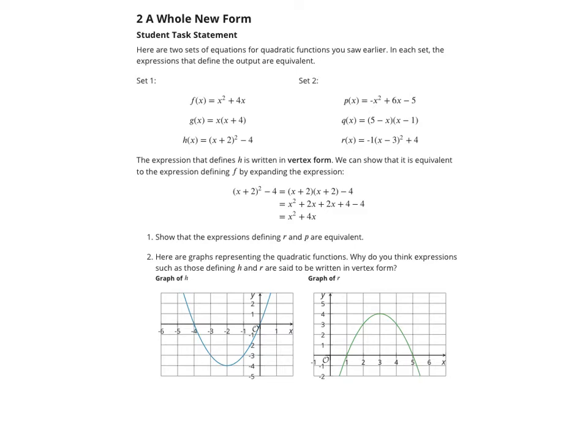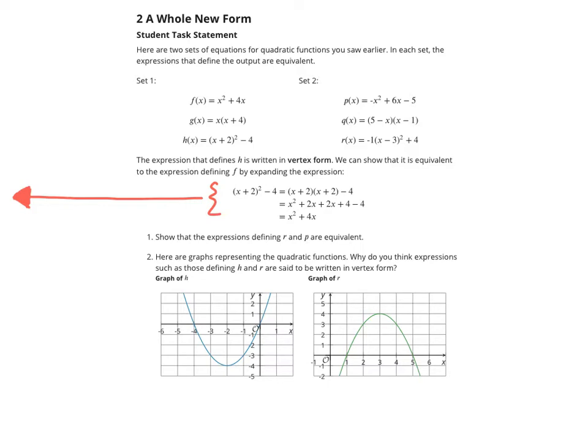Here are two sets of equations for quadratic functions you saw earlier. In each set, the expressions that define the output are equivalent. So everything is equal. F of x, g of x, and h of x all give you the same output. They are all equivalent equations. The expression that defines h is written in vertex form. We can show that this is equivalent to the expression defining f by expanding the expression, which I did in the last slide. Because, as usual, Miss Carly does not look ahead to see what's going on, and I get ahead of myself sometimes. So if I expand that, I get standard form.